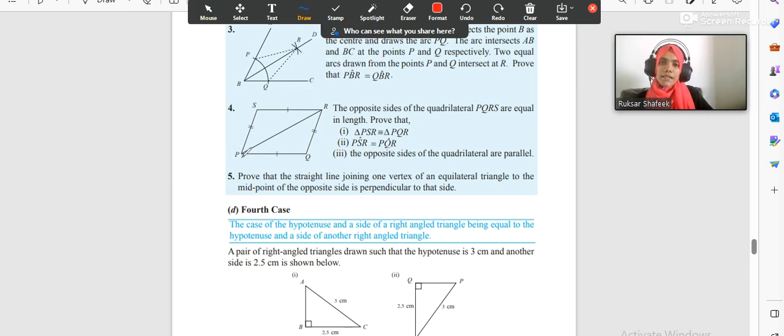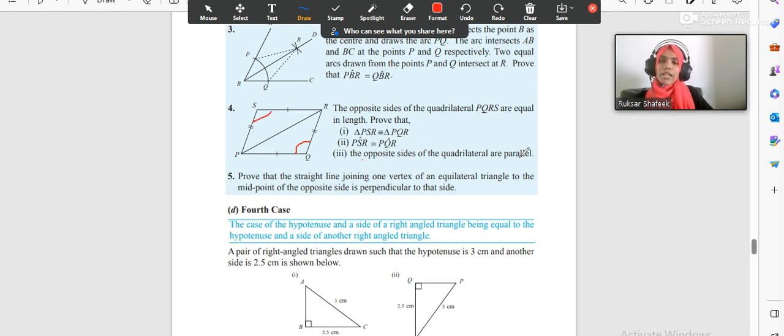So PSR, that's this angle, is equal to PQR, that's this particular angle. Both of them we can just write this and within brackets put that corresponding elements of congruent triangles. And then the third part that comes in is that the opposite sides of the quadrilateral are parallel.